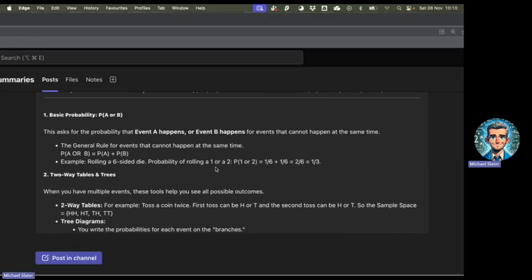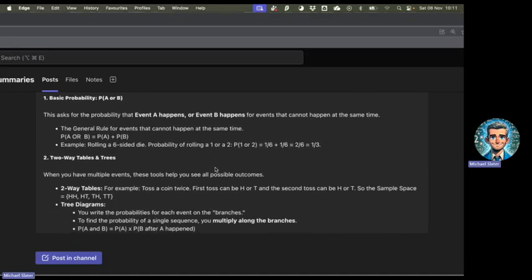We have basic probability, and we're going to look at the probability of A or B. This asks for the probability of an event A or B happening when these two cannot happen at the same time. If they can happen at the same time, you need to minus the probability of them both happening so that you don't count that probability twice.